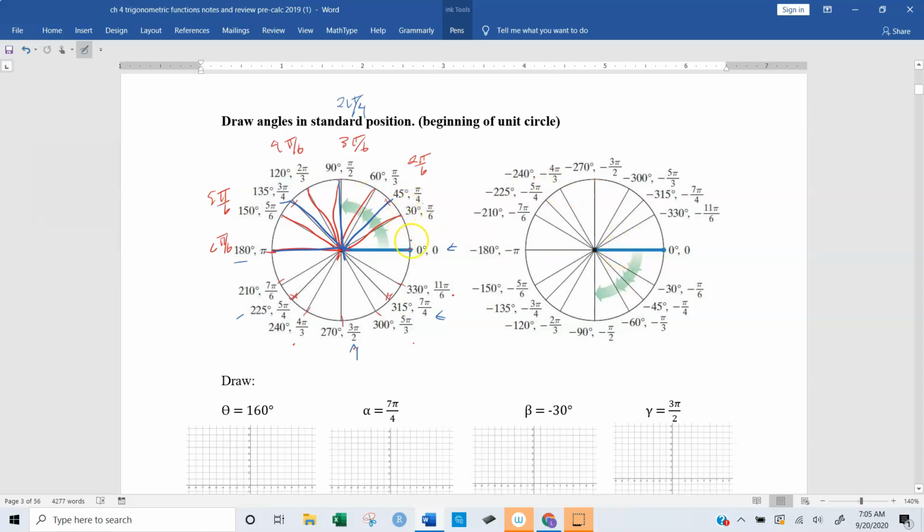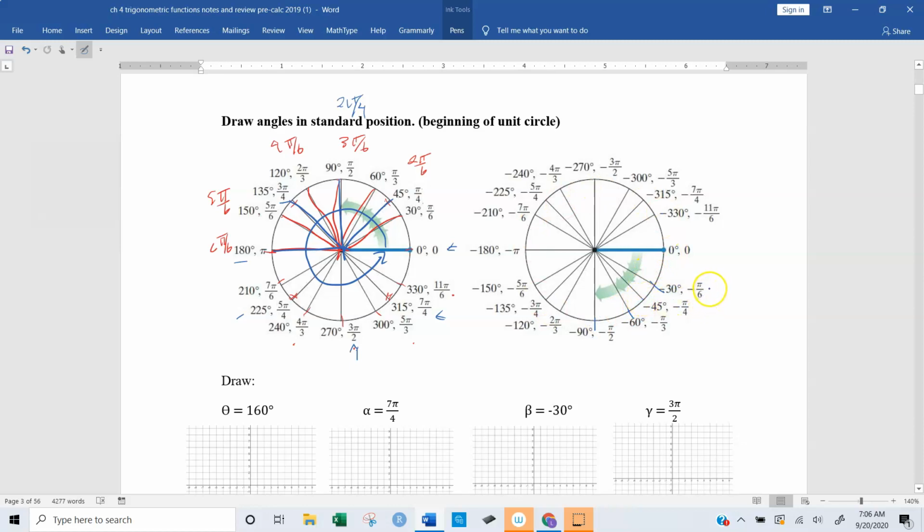Over here, this is a positive angle, by the way. We are going around this direction. Here, negative, and it's the same concept, except now you're going backwards. So here we go -30, -60, -90, all the way around in your 30s, and then again in your 45s.